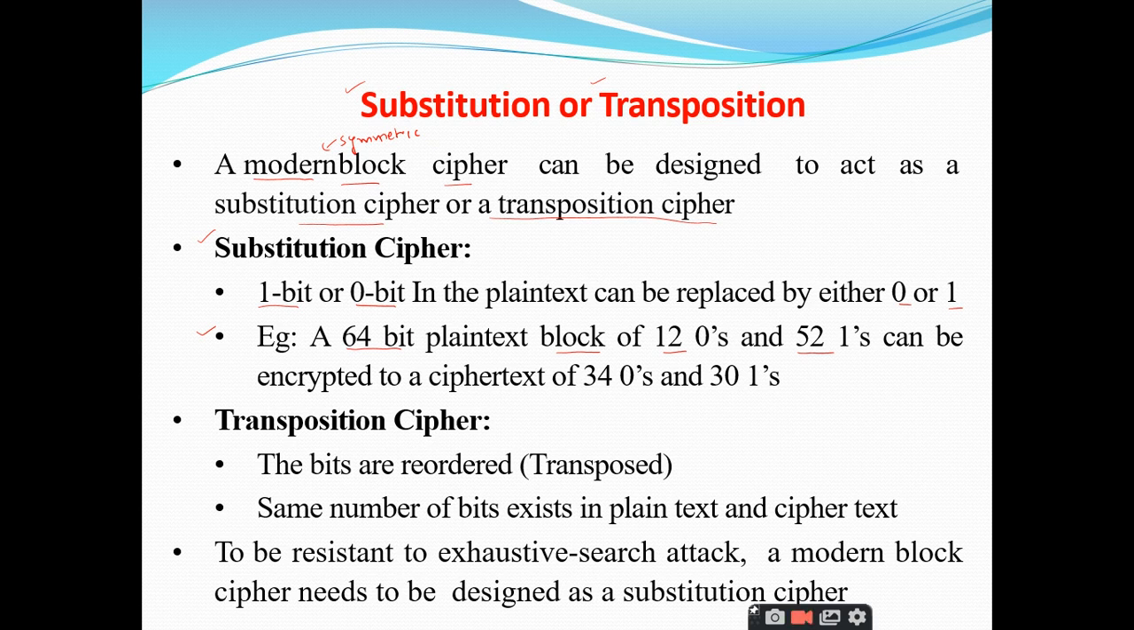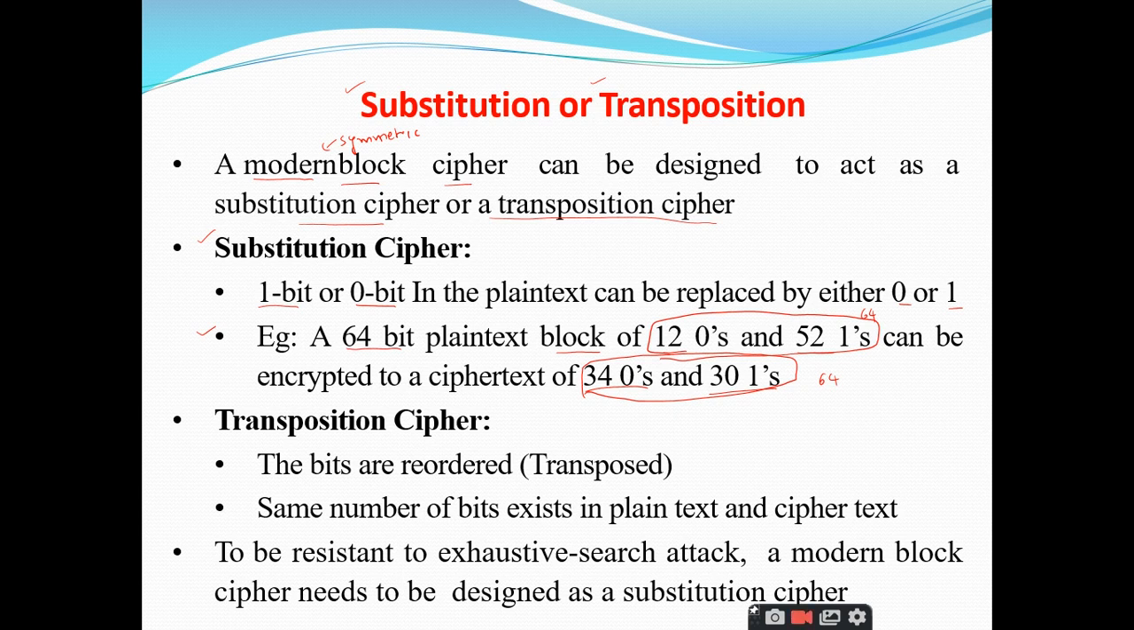After applying this substitution cipher, that is, when you apply the encryption, the cipher text consists of 34 zeros and 30 ones, right? In the plain text I have 12 plus 52, that is 64 bits, and in the cipher text I have 30 plus 34, which is equal to 64 bits. Both the input text and the cipher text have 64 bits. No doubt about it, right?